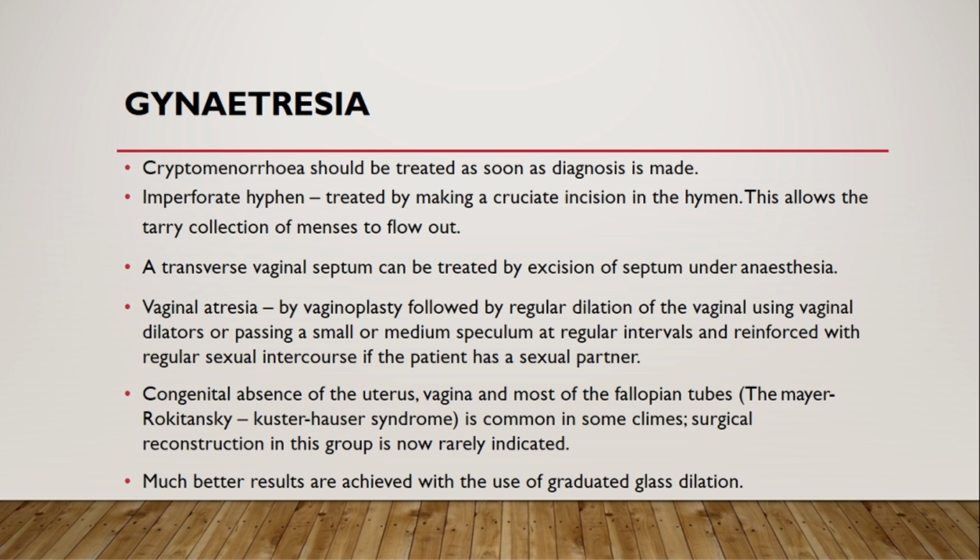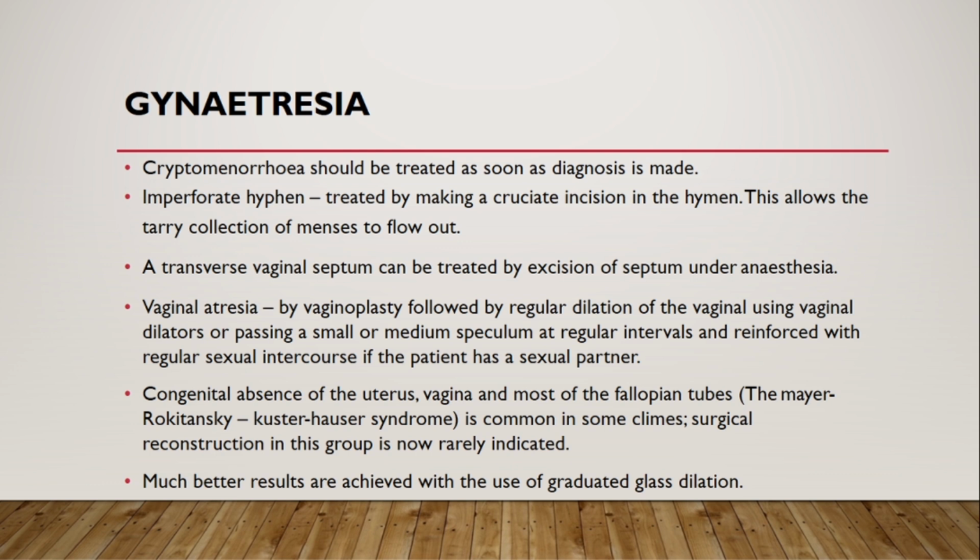When this flows out, then the symptoms, the cyclical pain, will disappear, there will be reduction in abdominal collection, and even in the uterine collection or vaginal collection. A transverse septum should be excised under anesthesia. It will give the same fate as imperforate hymen. Once that septum is excised, the collected menses will flow out spontaneously.